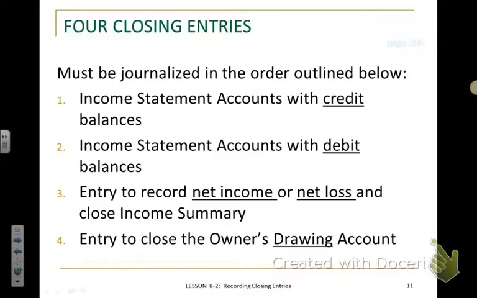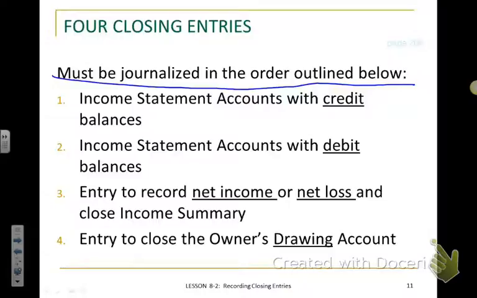This is the process for doing your closing entries. You have to do them in this order, so make sure you write that down. The first accounts that you're going to close are your income statement accounts with a credit balance. What are those? Sales, revenues. Good. Income statement accounts with debit balances are expenses. And then you do the entry to record your net income or your net loss and close it to the income summary account. That's your third step.